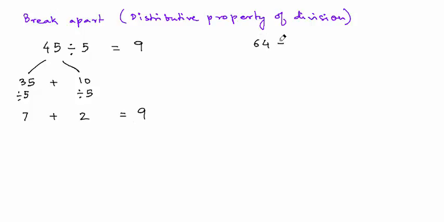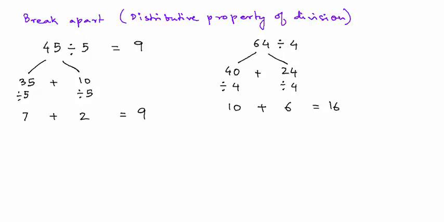Imagine doing 64 divided by 4. Now you know your tables of 4, but you know it all the way up to, let's say, 4 times 10 or 4 times 12. So what do you do? You break this up into, let's say, 40 plus 24 and divide each one of them by 4. You know the answers. 40 divided by 4 is 10, plus 24 divided by 4 is 6. So this answer is 16.